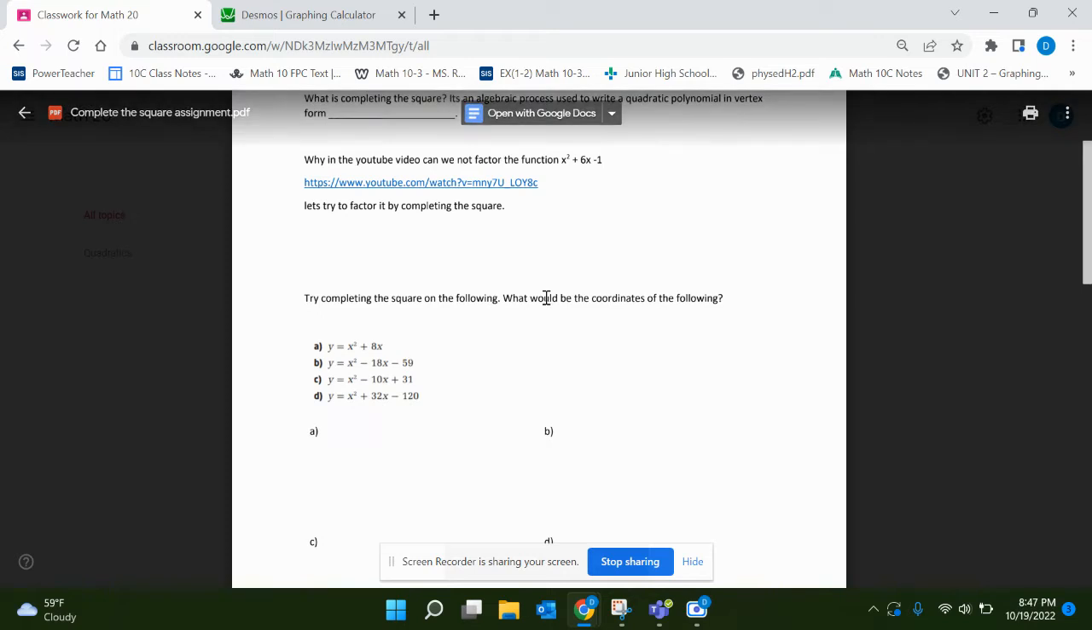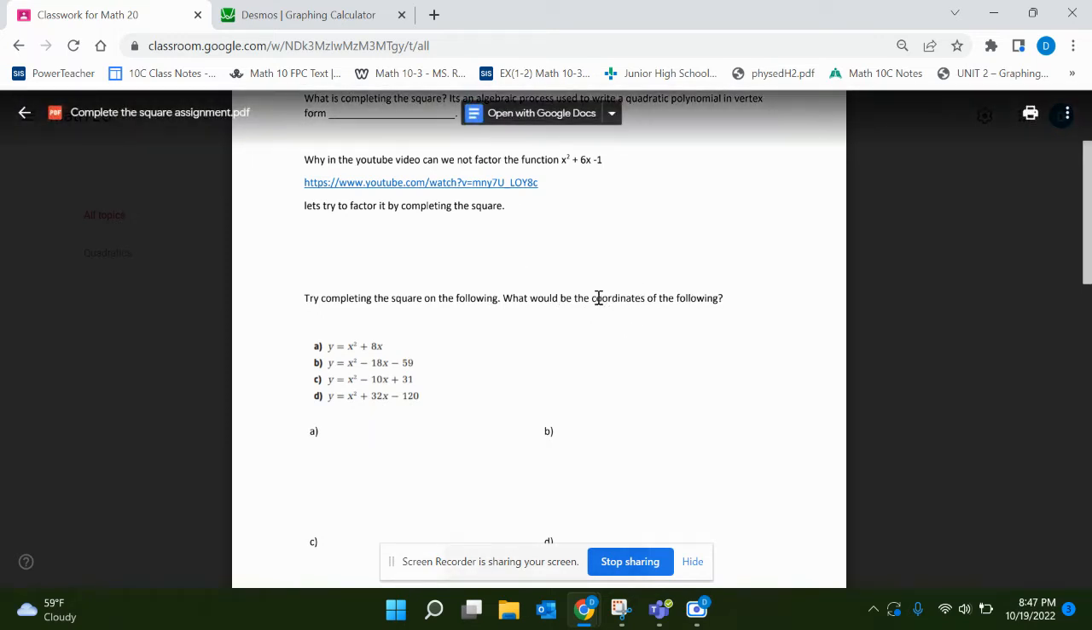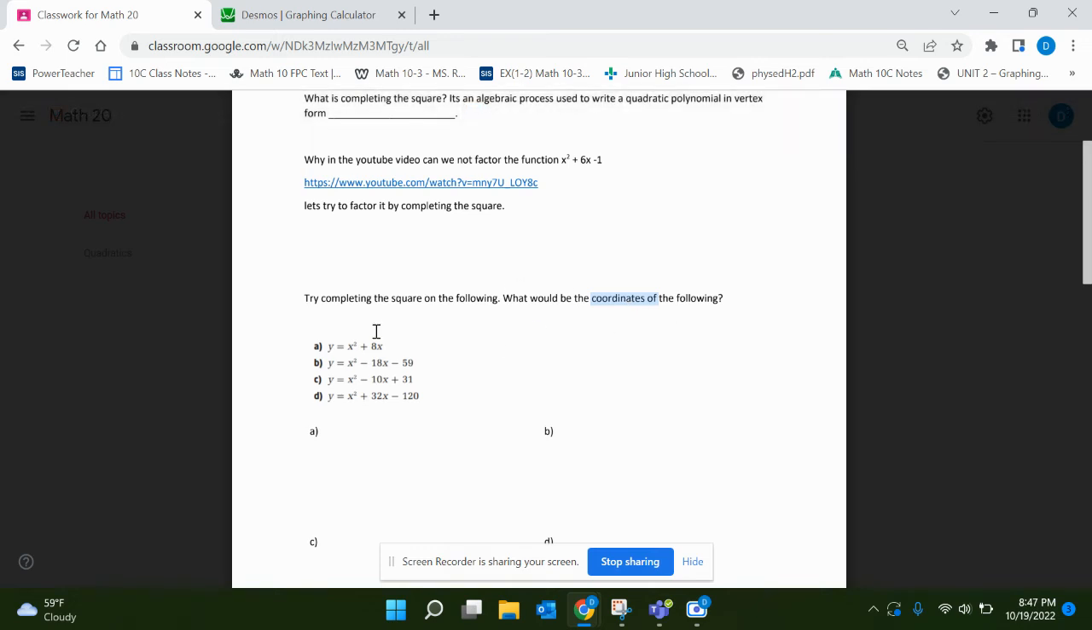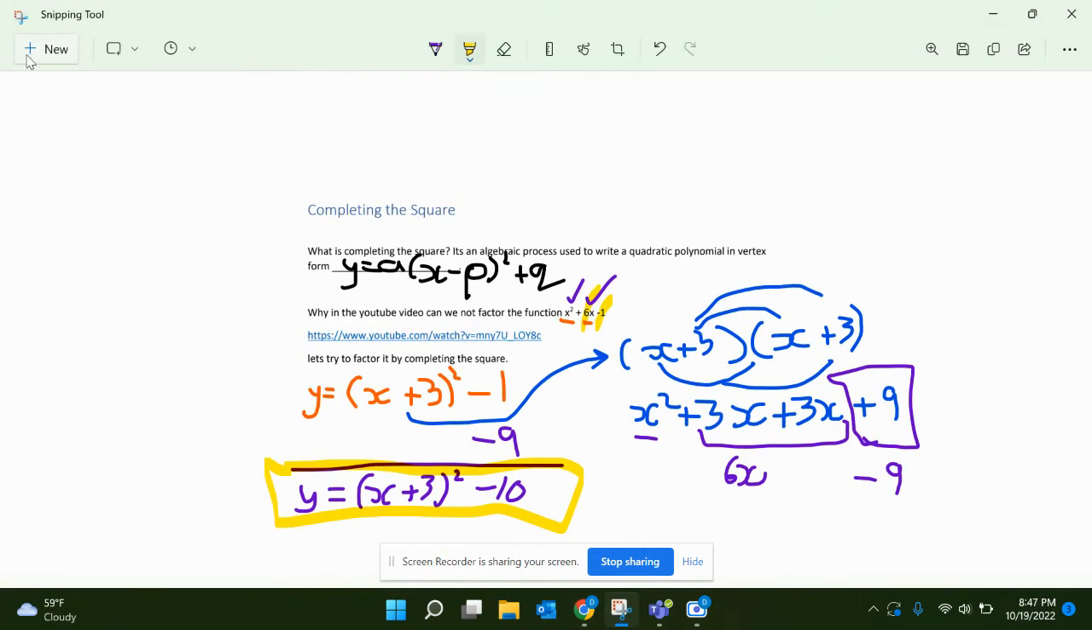Okay, try completing the square on the following. What would be the coordinates, and I should put of the vertex right here. So this should be of the vertex of the following. So we're going to do the same thing. I'm going to choose maybe 2 problems out of here. I'll probably do the first and the second. Okay, and then they all kind of work the same from there, guys. So let's look at the first one first. And I'll just take another screen grab of this.